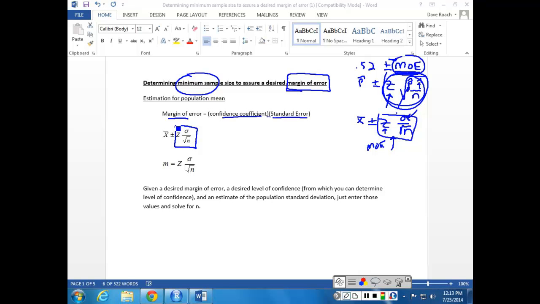Margin of error, I usually call it MOE now, because of the Three Stooges, of course. Margin of error is equal to z times sigma divided by the square root of n when we're estimating the population mean.